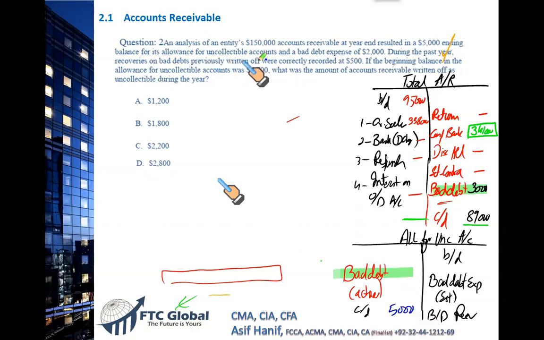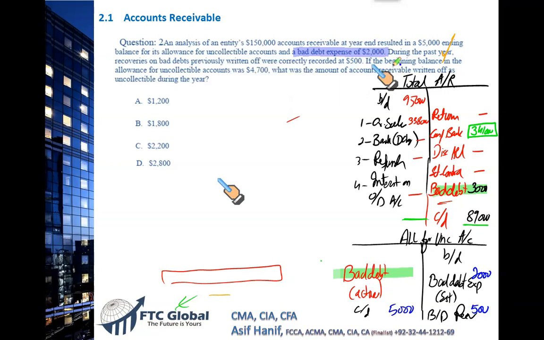Okay. It further says the bad debt expense. Please, people, note it down. This is the bad debt expense, estimated bad debt. This is what you are going to show here. During the past year, recoveries on bad debts previously written off were correctly recorded as 500. This is the bad debt recovered. You're going to show it exactly as per the format. This 500 will be reported here.